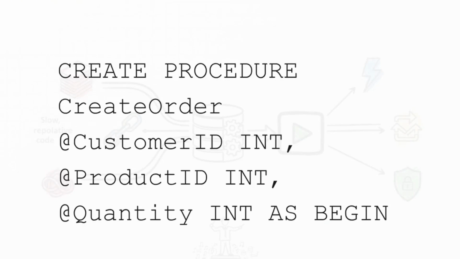All right, let's look at the code piece by piece. We start with create procedure, create order. You can think of this just like defining a function in any other programming language. These things here with the @ sign, @customerID, @productID, and @quantity. Those are our parameters. They're the inputs this procedure needs to do its job. Then, AS BEGIN is where the action starts.